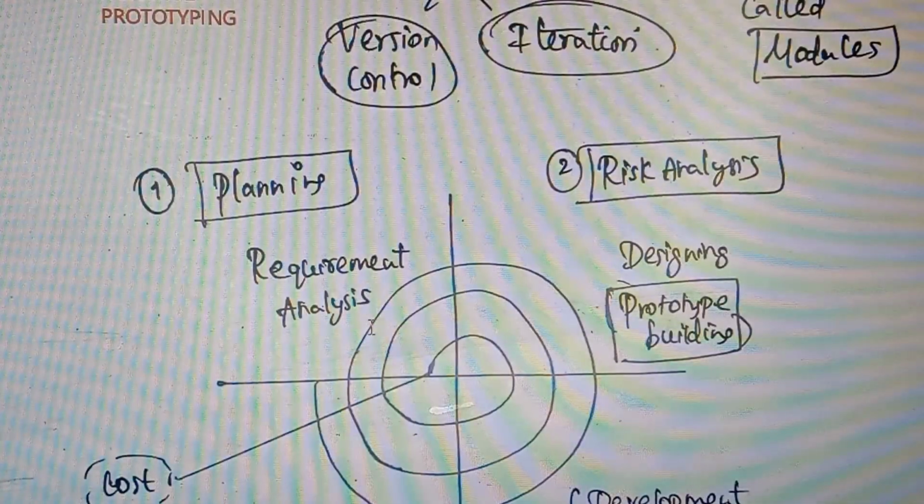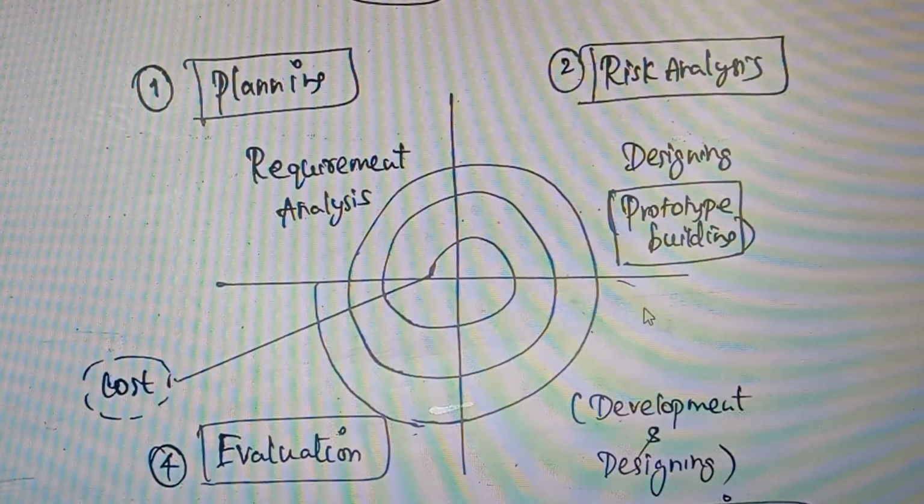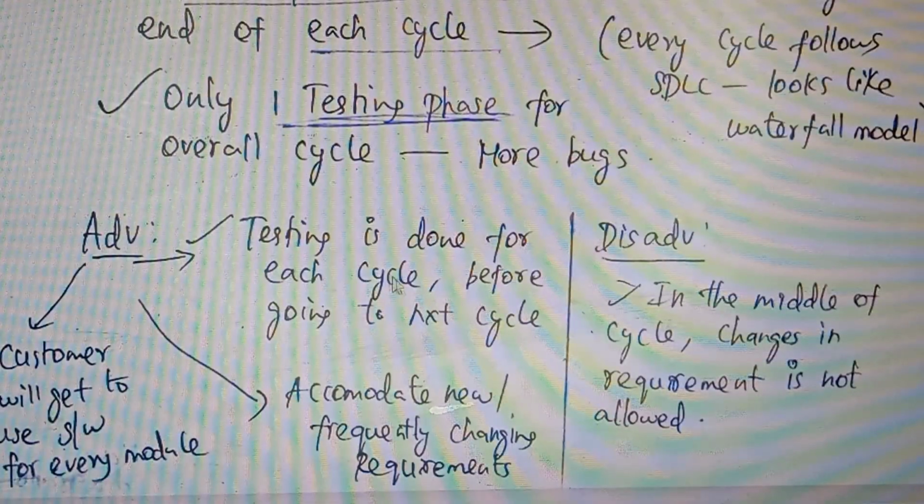In requirement analysis, let me explain this. After completing these 4 phases, only then is the testing conducted. The testing is not conducted again and again, only once, so there will be more bugs. Coming to the advantages of the spiral model, a high amount of risk analysis is done here, because testing is done after each cycle before going to the next cycle. So there is a high amount of risk analysis here.